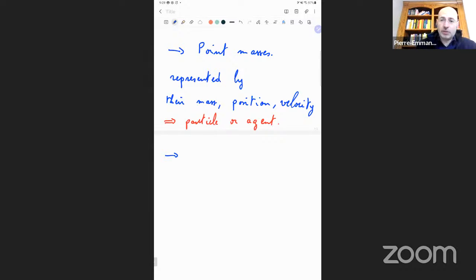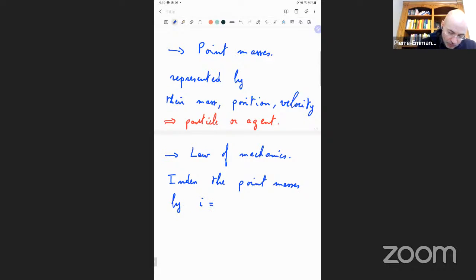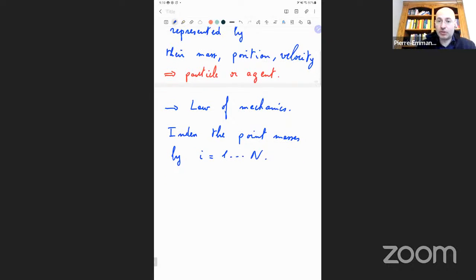Then there's another extremely fundamental point, which is the law of movement. Now we are very familiar with what we sometimes call Newton's law, but at the time, this was not at all obvious. So now I need to have a little bit more notation, right? So I'm going to consider a finite number of point masses, and I'm going to number them. Right, so I'm going to take capital N of them, and I'm going to index them with an index i, right, from 1 to N.